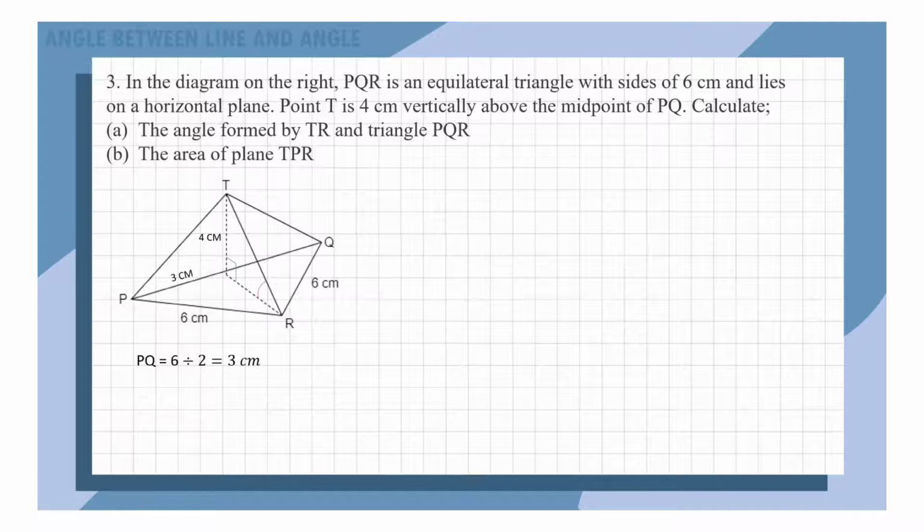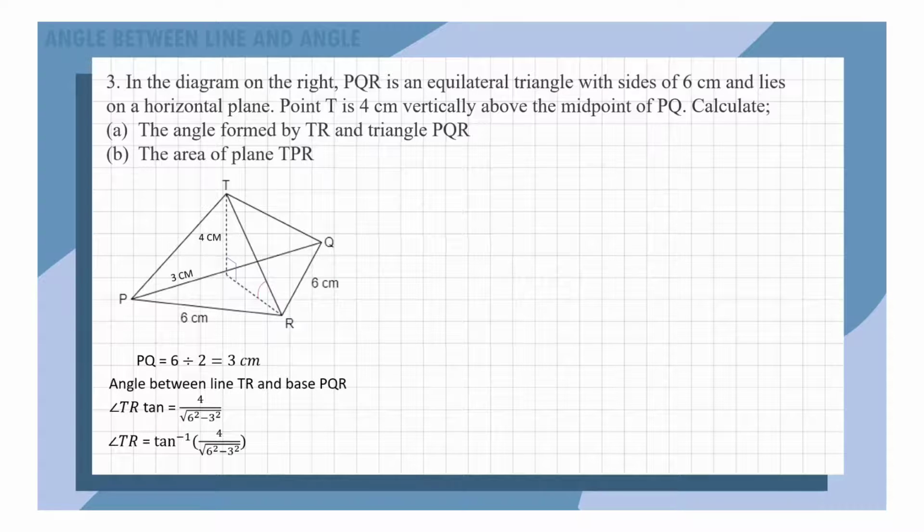We can see TR as a line, and R to the midpoint of PQ is its orthogonal projection, whilst the midpoint of PQ to T is the normal line. Clearly, it is a right-angled triangle. So we can use the trigonometric ratio to find the value of the angle between line TR and plane PQR. We can find the length of R to the midpoint using Pythagoras' theorem and insert it into the trigonometric ratio formula. Here we get 37.589 degrees. B. The area of triangle TPR.